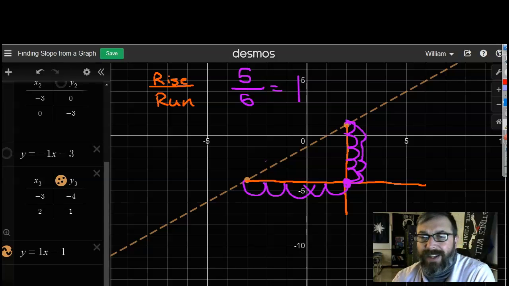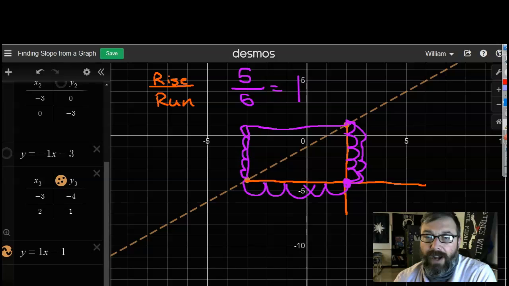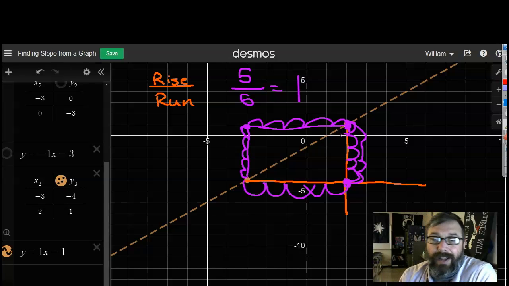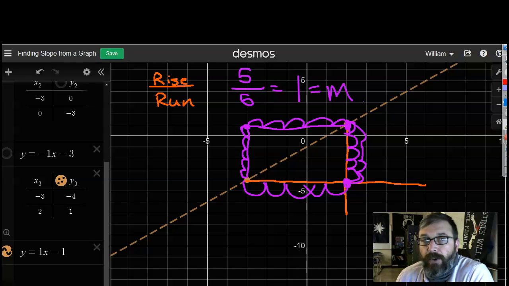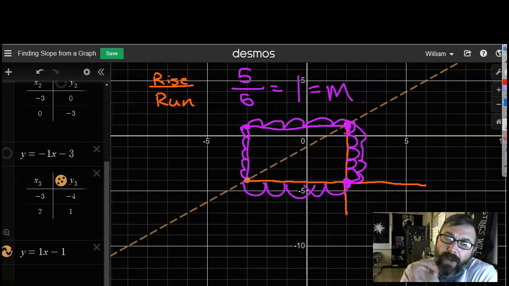There you go. And if you did rise first, you would get the exact same thing. It'd be up 1, 2, 3, 4, 5. And then I'd run 1, 2, 3, 4, 5. So you could do it either way. It's just habit for me to always go to the bottom side of the line. I don't know why. It just is. But this is going to be your slope, and it is represented by the letter m. That is our slope.